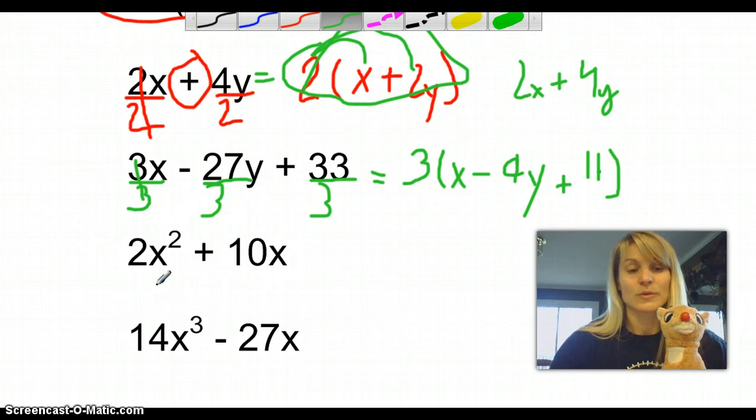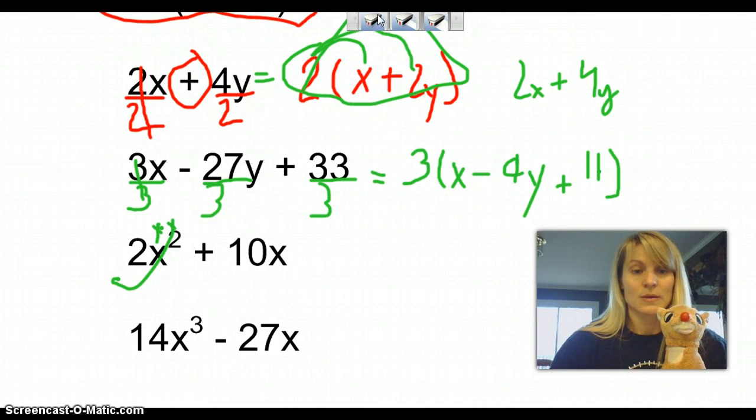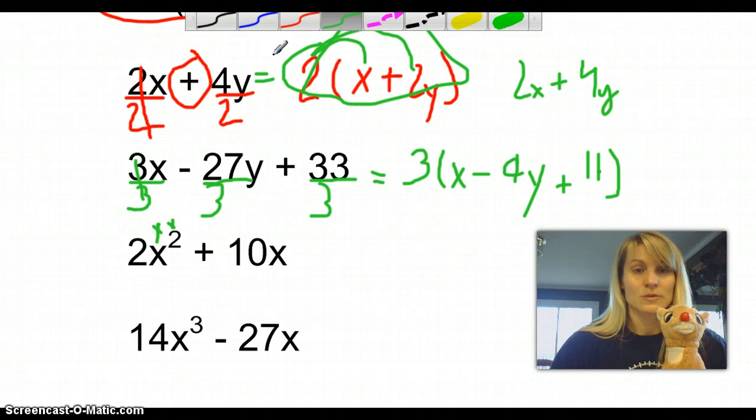Here we have some variables in there. This has an x squared, because remember x squared is just x times x, right? So like before, I want to just start with my numbers here and say, what is the GCF for 2 and 10? So hopefully you know that 2 goes into both of those. So we put in 2 here, and we'll divide that by 2.